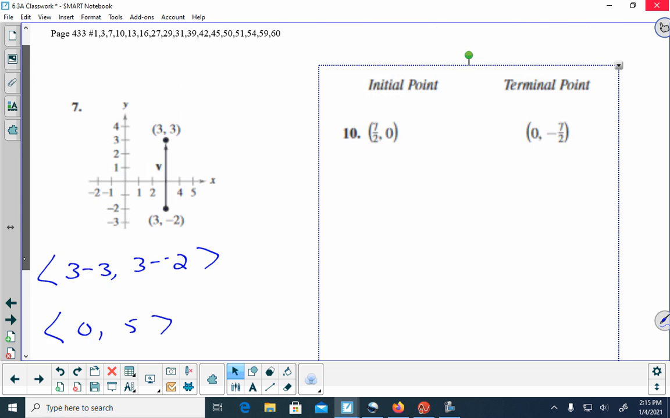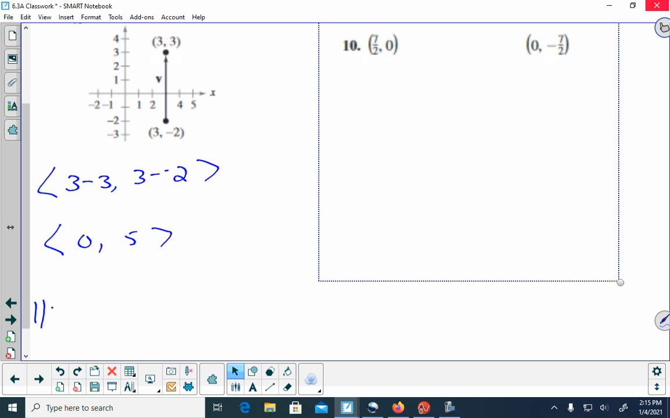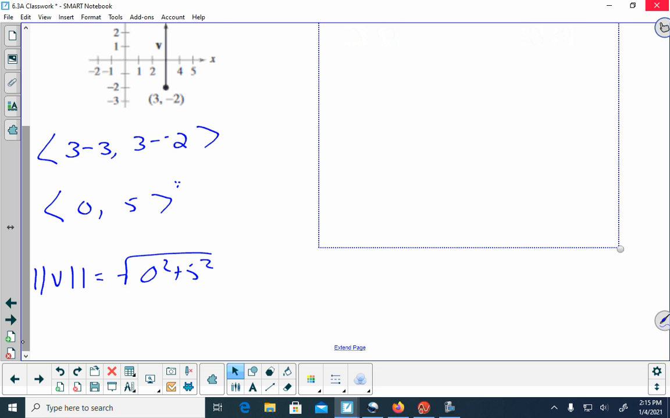That's my component form. Then to find the magnitude of that, I'm going to do the square root of 0 squared plus 5 squared. Again, a lot easier to find the magnitude once you have that component form. And that's going to be the square root of 5 squared, which will just be 5. So the magnitude is 5.